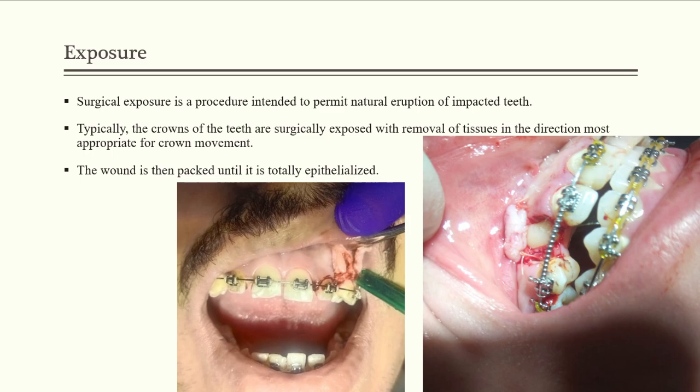Now, exposure here, we open a flap. This is an apically positioned flap. This is a normal flap. So we just permit natural eruption. Just expose if it's a labial impaction, a soft tissue impaction. But most of the time, we put what we call a bond, the orthodontic bracket. They bond it with a gold chain to track the tooth down into the arch.